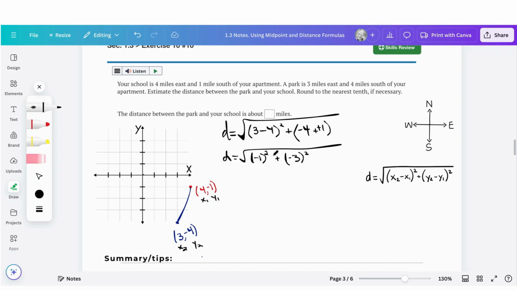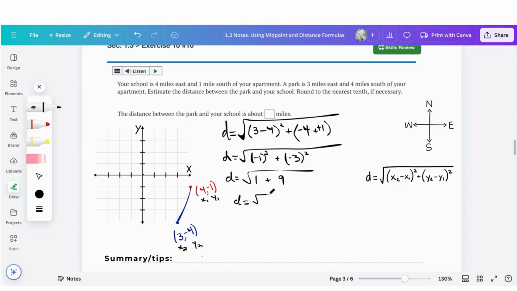Notice I kept the parentheses. That's on purpose because when we square everything in the parentheses, you're squaring the negative also. So distance is going to equal the square root of -1 squared. -1 times -1 is 1. Plus -3 squared. -3 times -3 is 9. So our distance is going to equal the square root of 10.